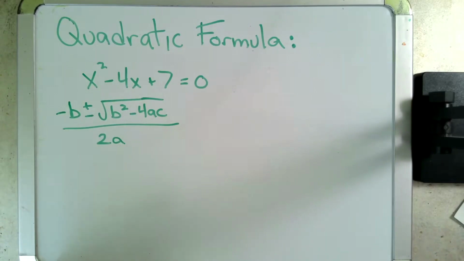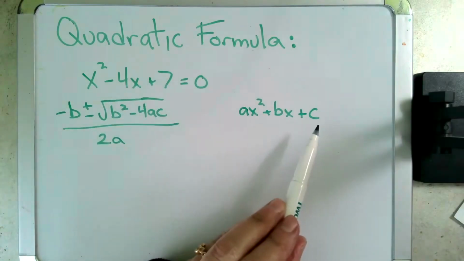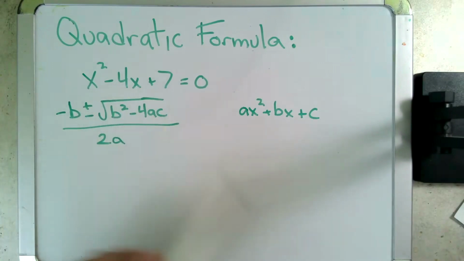A's and b's and c's, I hear you cry. That's based on the idea that the parent form of a quadratic is ax squared plus bx plus c. So in this case, our a is 1, our b is negative 4, our c is 7. Let's throw those numbers in there.